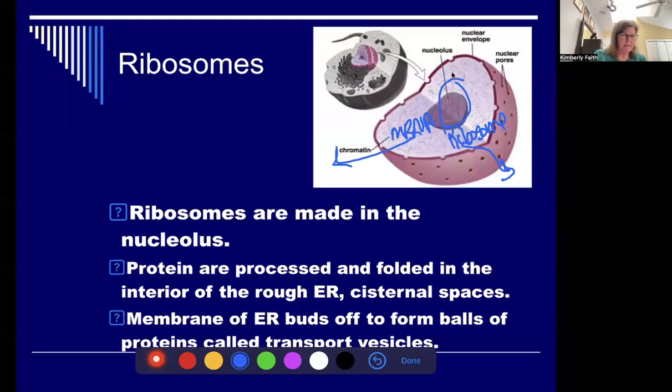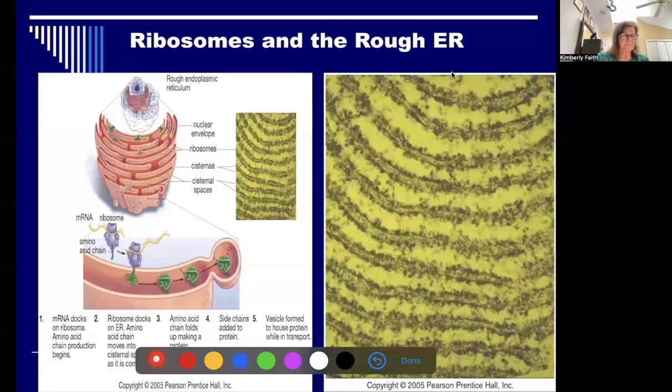And what's going to happen is in that rough ER, it will make those proteins and package them in vesicles, which will then bud off. So we can see here that picture with the messenger RNA hooked up to the ribosome. The ribosome attaches itself to the surface of the rough ER, and then we fold the protein, and then it buds off in that vesicle to go to its next destination. Under the electron microscope, you can see the reason we call this the rough endoplasmic reticulum is all of this rough surface, which are the ribosomes attached to the surface of the rough ER.